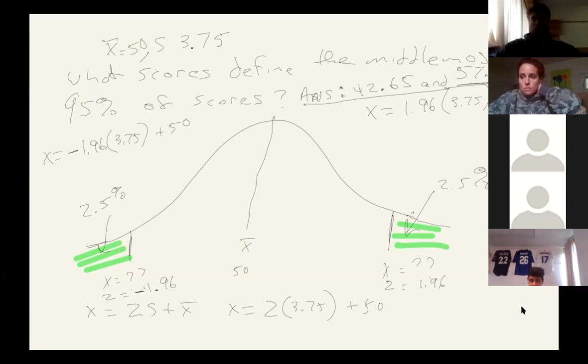What is the equation for finding x again? It's x equals. Can you see the bottom of the screen? I'm going to highlight it. It's this. Okay, yeah. So x equals z times the standard deviation plus 50.